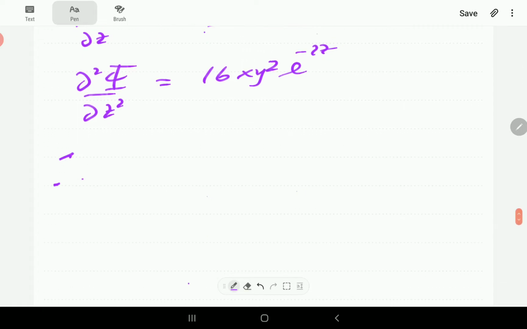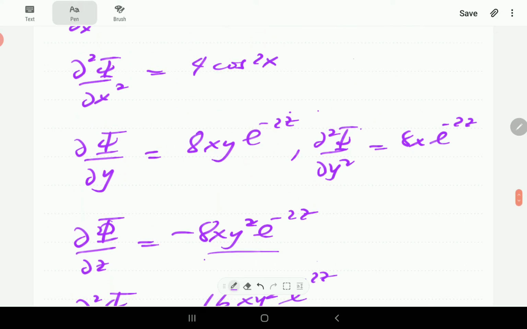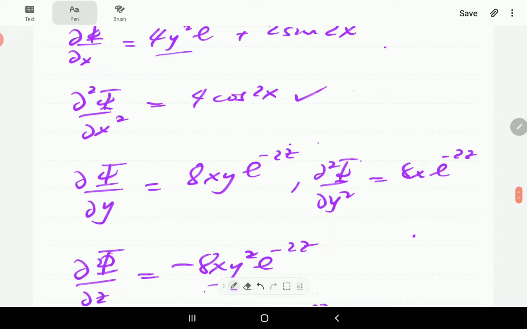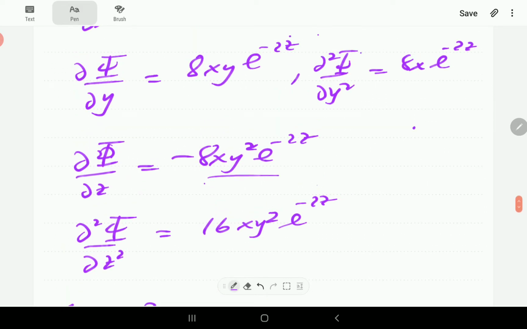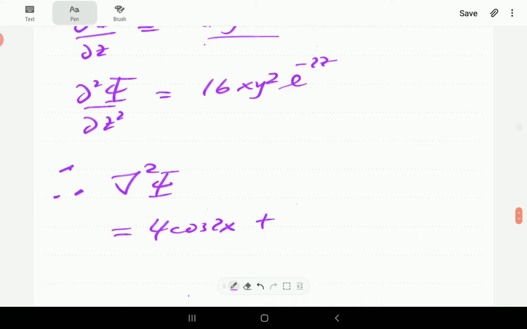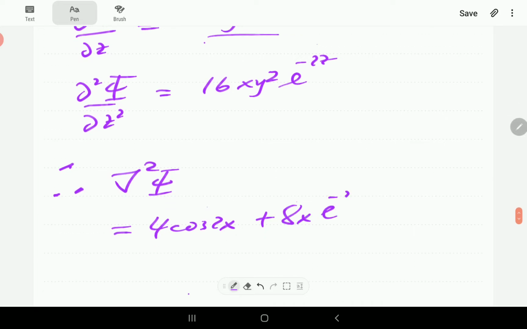So that means the Laplacian of phi is going to be this term, 4 cosine 2x, plus the second order derivative with respect to y, which is 8x e to the minus 2z, and then plus this term here, 16xy squared e to the minus 2z. So that's going to be the Laplacian of phi.